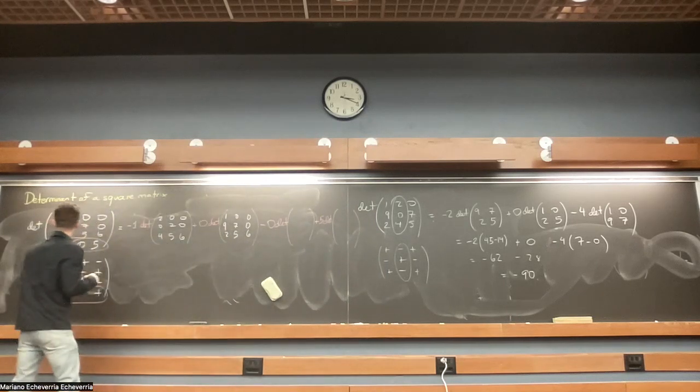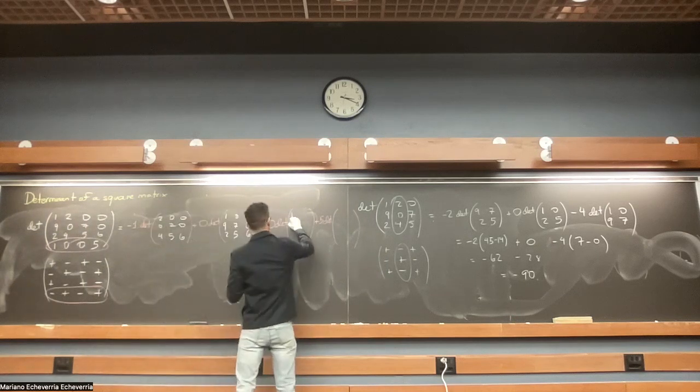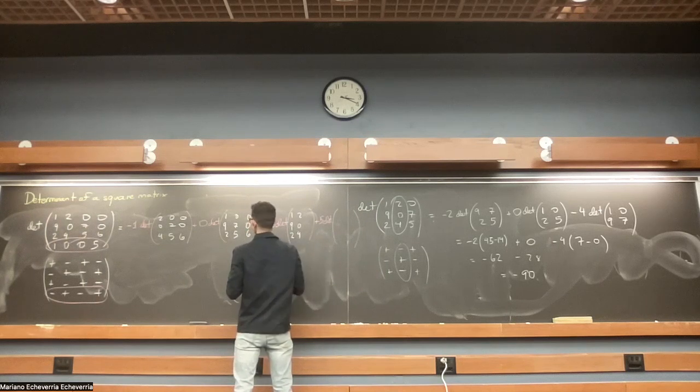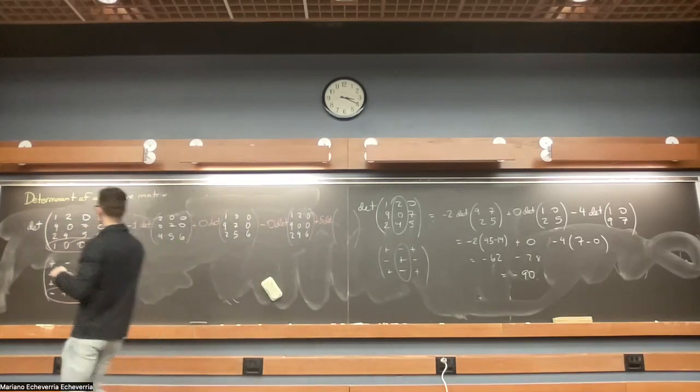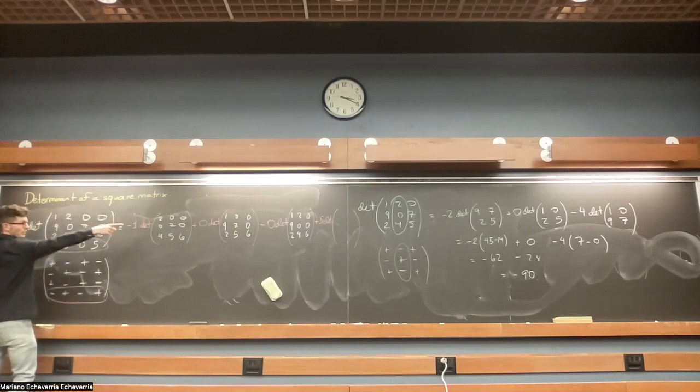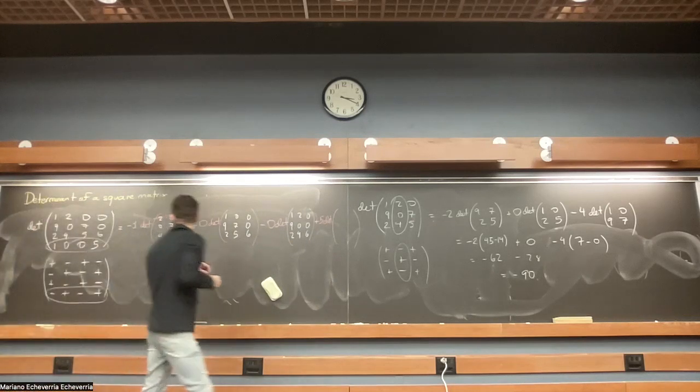So you get 1, 9, 2, 2, 0, 4, then 0, 0, 6 again. For the last one, again, if you delete the row and column for this one, you see the 3x3 matrix from the previous example.